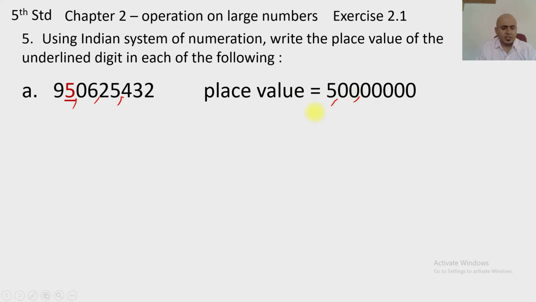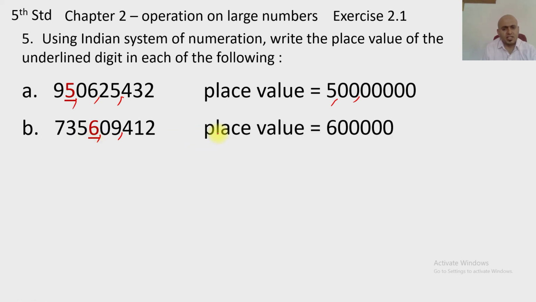You got it? Next question. 735609412. So according to our Indian place value number system, there is ones, tens, hundred, comma, thousand, 10,000, comma, lakhs. So 6 is in lakhs place. Therefore, the place value of 6 is equal to 6 lakhs. You have to write 6 lakh. That's all. Third question.